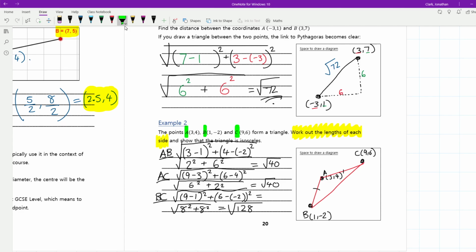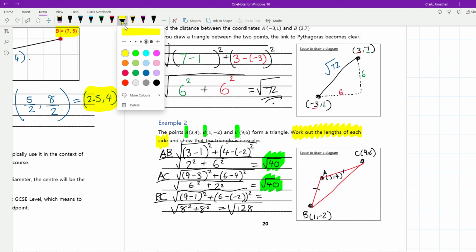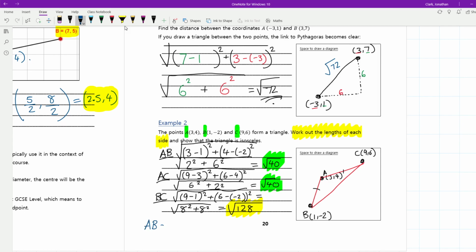There we go. So I've worked out the 3 distances. 2 of them are root 40. And 1 of them is root 128. So because 2 distances are the same, AB equals AC, therefore it's an isosceles triangle. Ta-da!